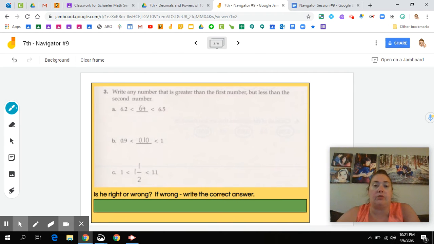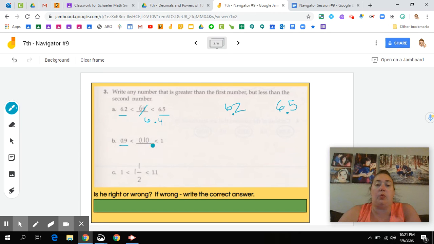Number 3 says write any number that is greater than the first number but less than the second number. So you're looking for numbers in between the two. So in between 6.2 and 6.5. And he wrote 64. And so I think in between 6.2 and 6.5 would be 6.4. So he probably meant to have 6.4 instead of 64. He forgot his decimal.